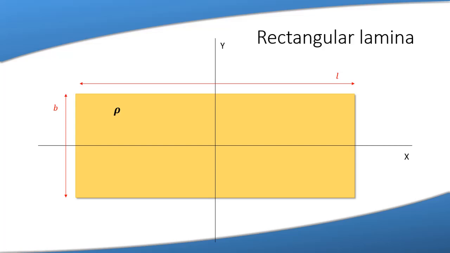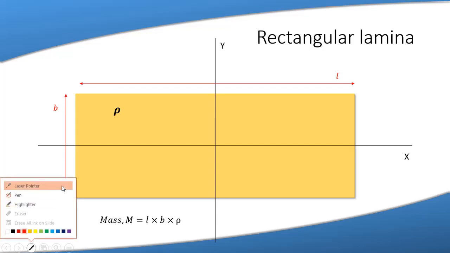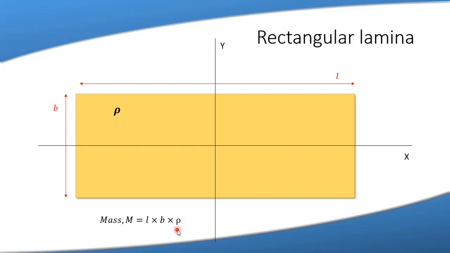Since rho is the mass density of the lamina, the total mass of the complete lamina will be equal to m = L into B into rho, that is, the total area of the lamina into the mass density. Now consider a small rectangular piece at a distance x from an axis, let it be y. This small rectangular piece at a distance x from the axis y has a width of length dx.